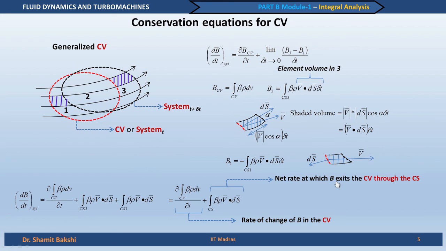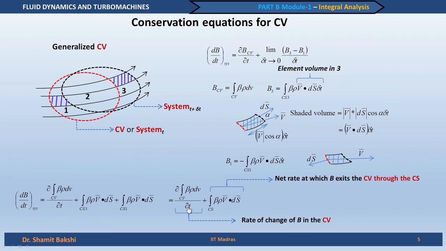Now, let us see if it is positive. What does it mean? That the mass is exiting the control volume. The control volume is shown by this red dashed line. There is a rate of change of mass of the control volume, which is shown by the first part, and the second part is essentially the net rate at which mass exits the control volume through the control surface. If this quantity is positive, the rate of change of mass has to be negative, because the sum of these two is 0.